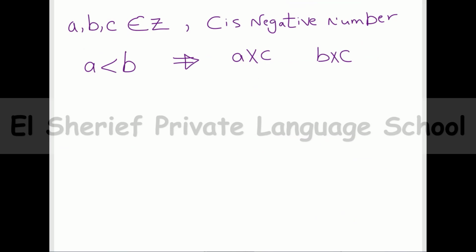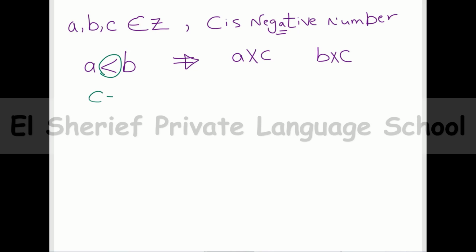Okay. After that, let A, B and C belong to the set of integer numbers, but C is a negative number. A less than B, then A times C and the other side B times C. Does the sign change or not? Let's see. A times C and B times C.